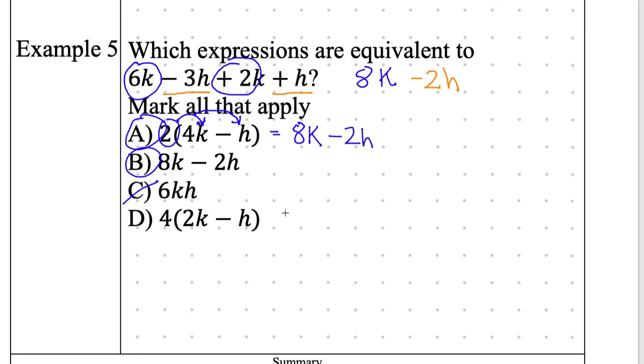4 times 2k. 4 times 2 is 8. So 8k. Oh, looking like it might be it. 4 times this negative h is negative 4h. It was close, but that last part made it so it's not the same. Not equivalent. So our answers are A and B.